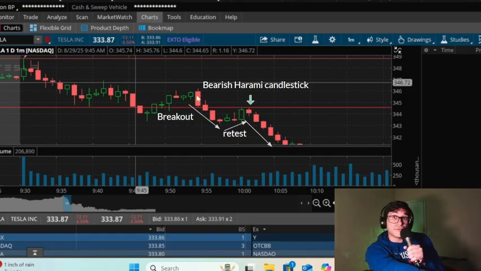And then for real this time, it broke down. It retraced, came up, and retested the ORB line. Now, instead of getting the bearish engulfing candle, like the trading system will call for, this is another variance. This is one of those variances. Instead of the bearish engulfing candle, we got a bearish harami candlestick instead.